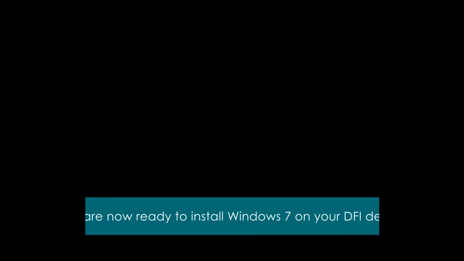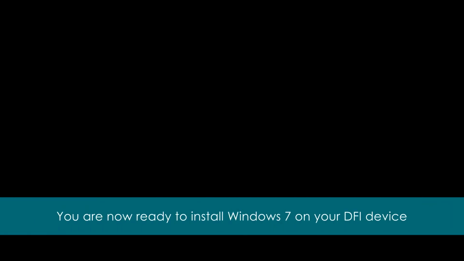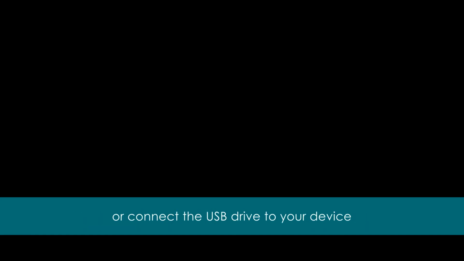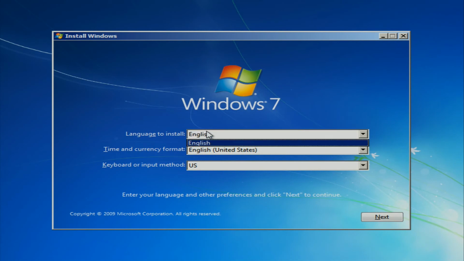Install Windows 7 on your DFI device. You are now ready to install Windows 7 on your DFI device and use the keyboard and mouse during the installation. Insert the Windows 7 installation DVD into a DVD drive or connect the USB drive to your device. Follow the on-screen instructions to complete the Windows 7 installation.